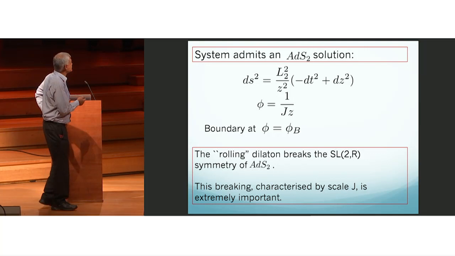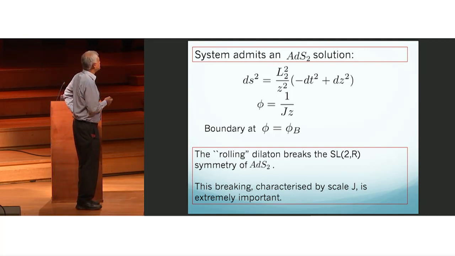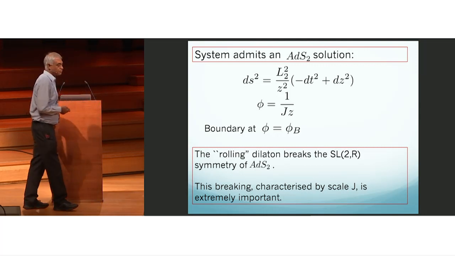Okay, now this has a solution which is AdS2 with the dilaton varying. The horizon here, the Poincaré horizon, is at z going to infinity. The dilaton goes to zero. That is the analog of its attractor value, but you allow it to vary. The variation of the dilaton breaks the SL(2,R) symmetry of AdS2. And that breaking is characterized by a scale J, which will be very important as we go along.